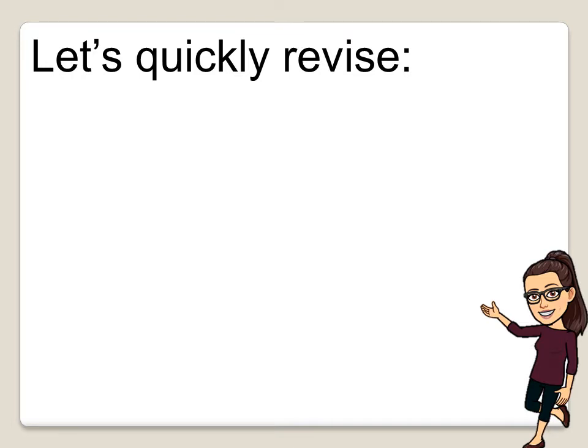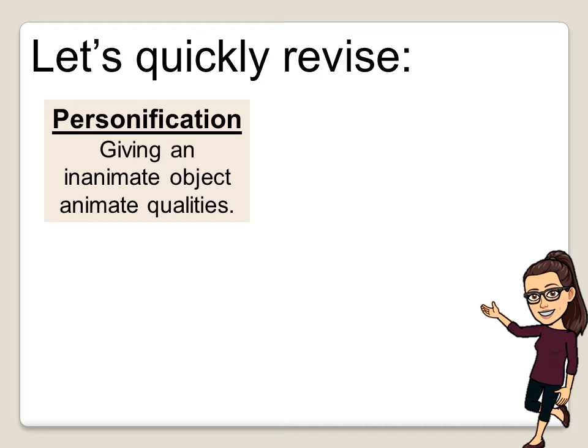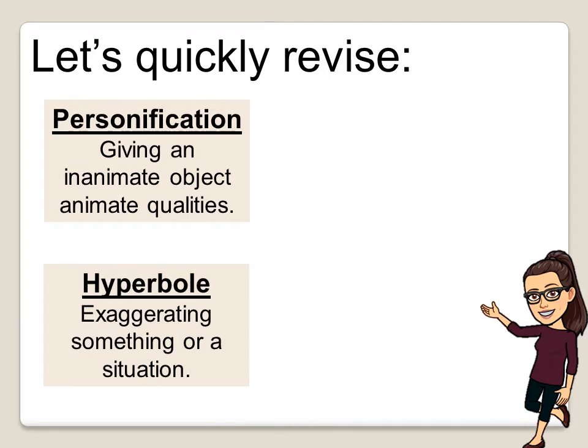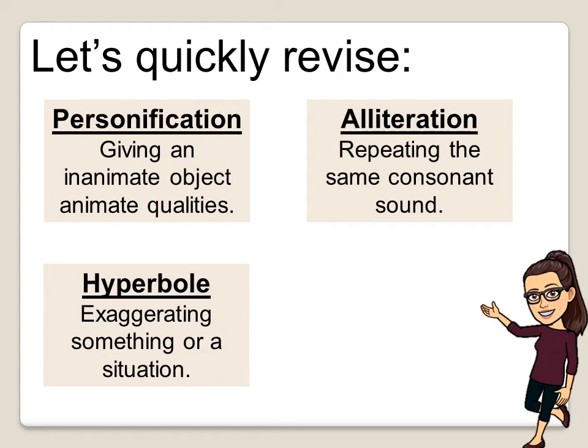Let's quickly revise the following terms before we move on. Personification. That's when you give a non-human object human qualities. Hyperbole. That's when something is exaggerated for effect. Alliteration. That's when the same consonant sound is repeated in the same sentence.